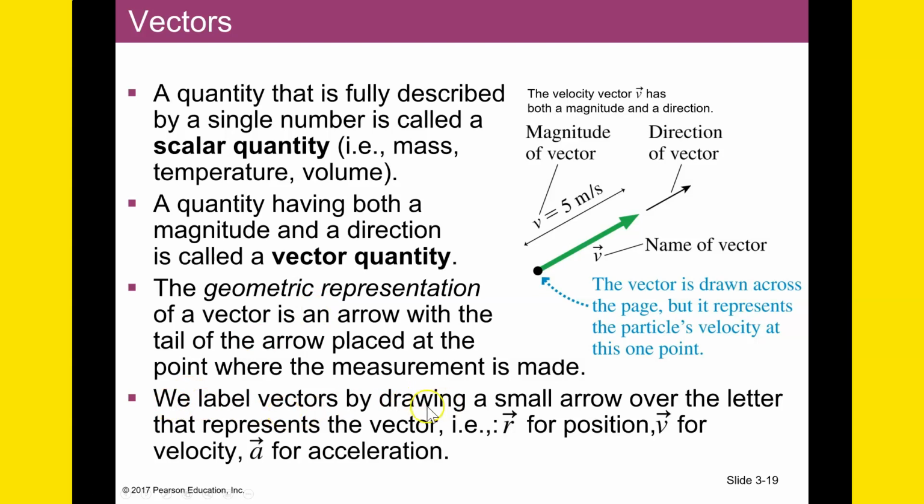We label vectors by putting a little arrow above them. Most of the time when I handwrite those, you handwrite them with a little half an arrow. You'll see as we go.